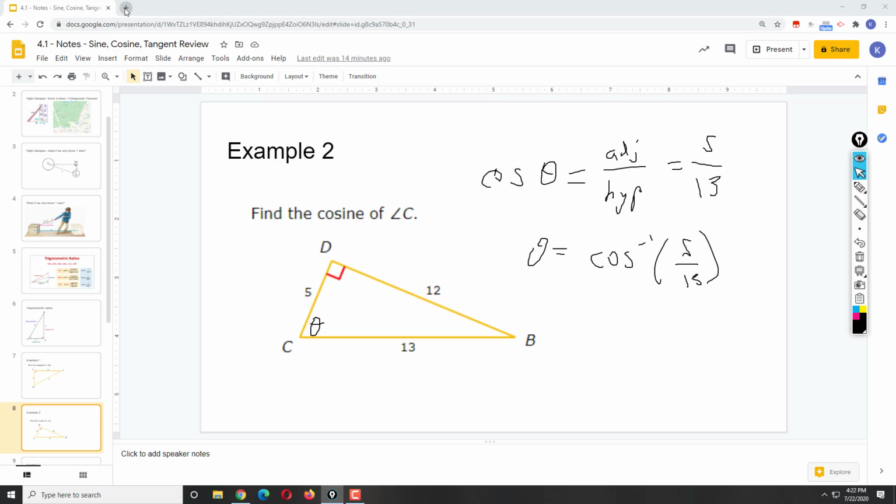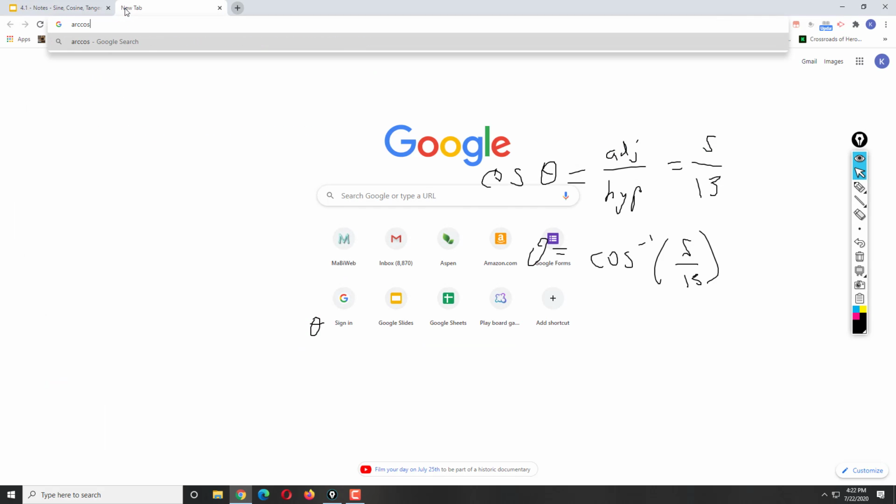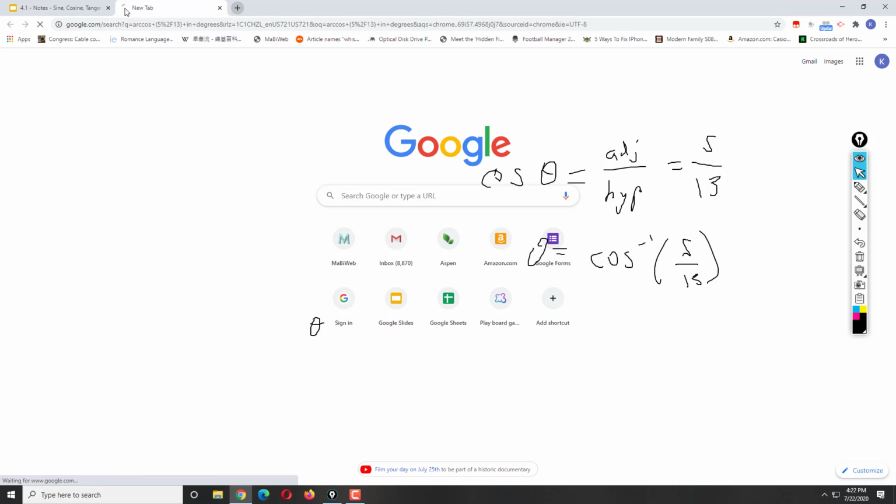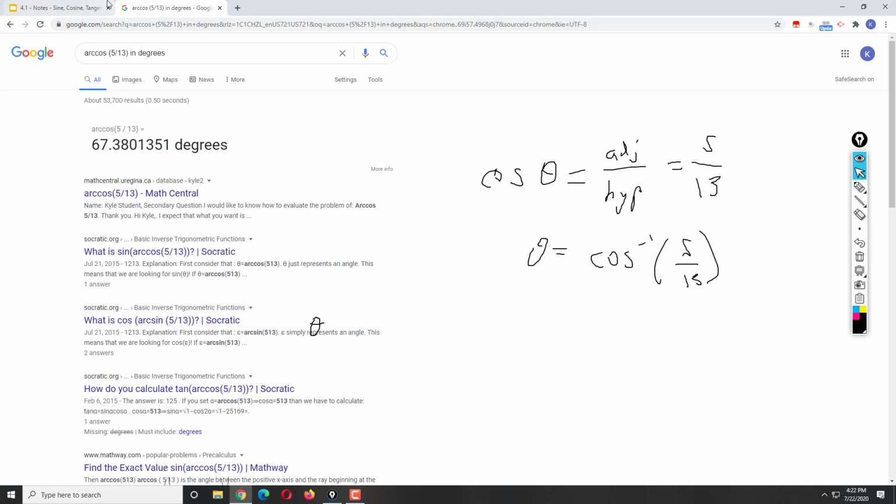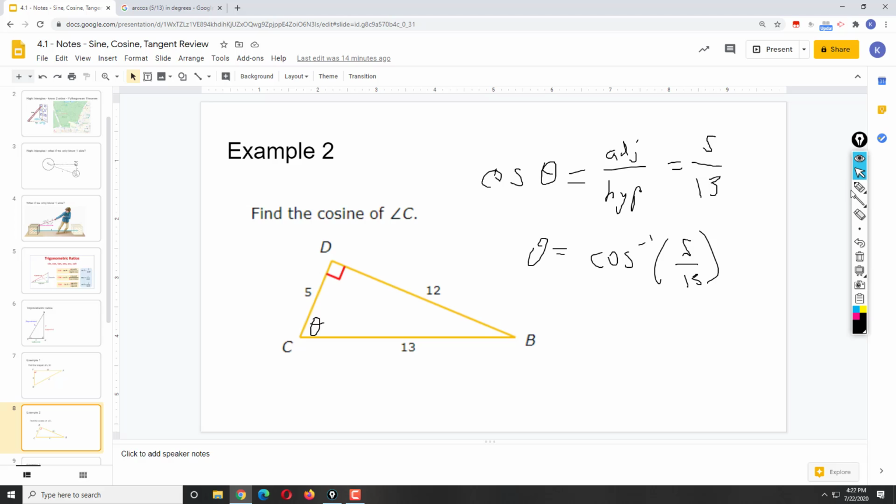Again, we can go to Google. Arc cosine of 5 over 13 in degrees. Google gives us about 67 degrees. So that's it. So theta is about 67 degrees.